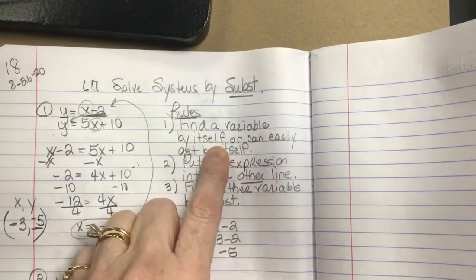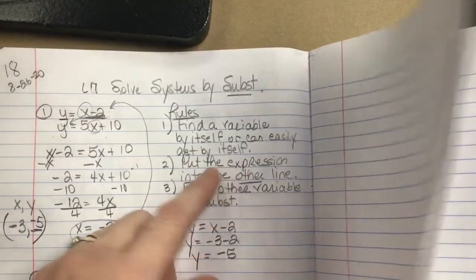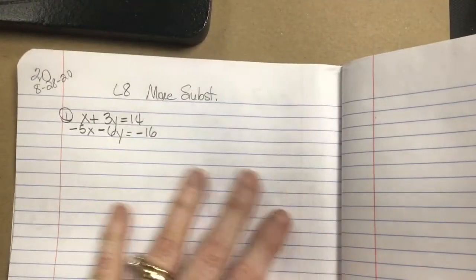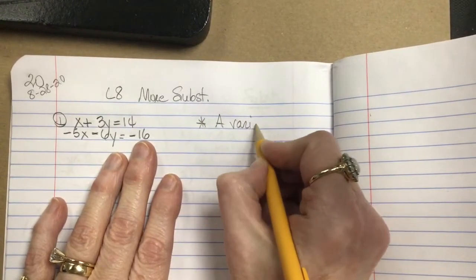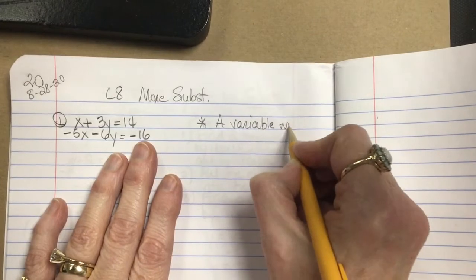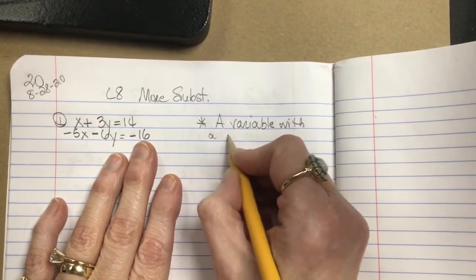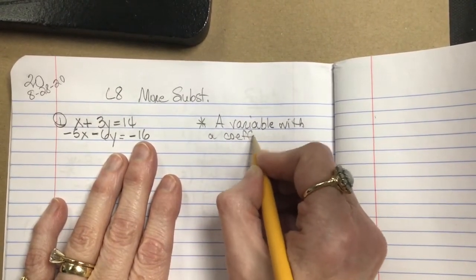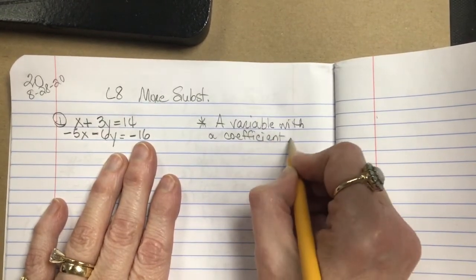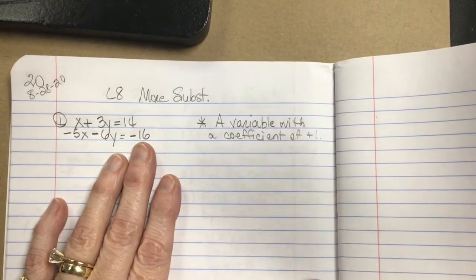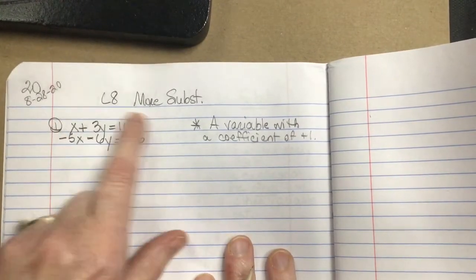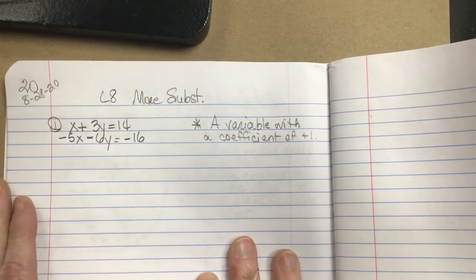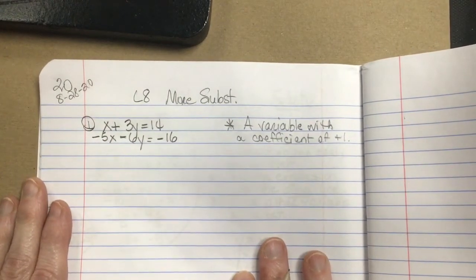The first instruction says, find a variable by itself or can easily be gotten by itself. Now, a variable that can easily be gotten by itself is a variable with a coefficient, that's just the number in front of it, of positive 1. Now, I can't promise you in a college algebra class that you're going to have problems where every one has a number other than 1 in front of it, and they can get pretty messy. So you do have to be careful.